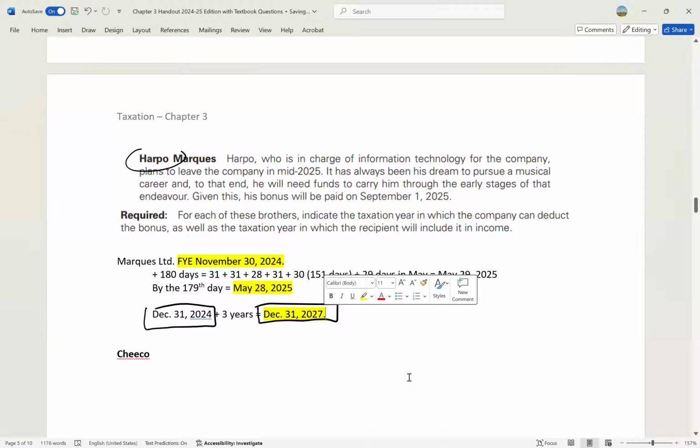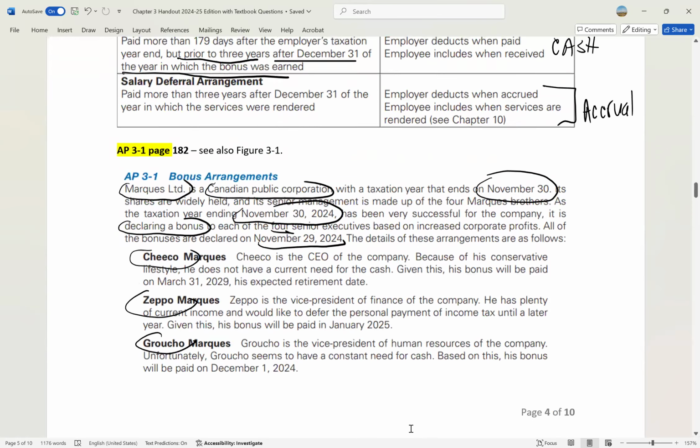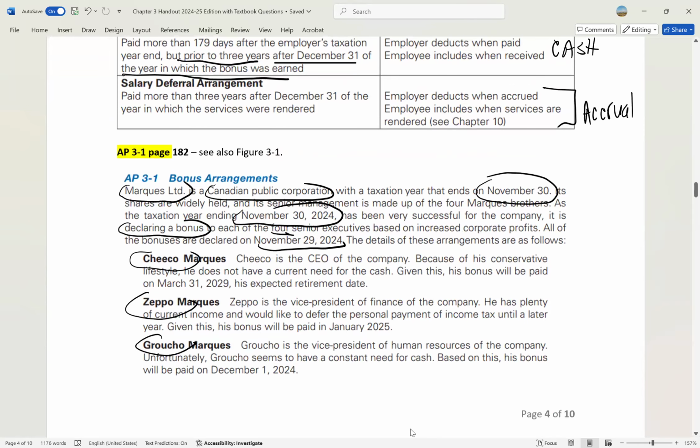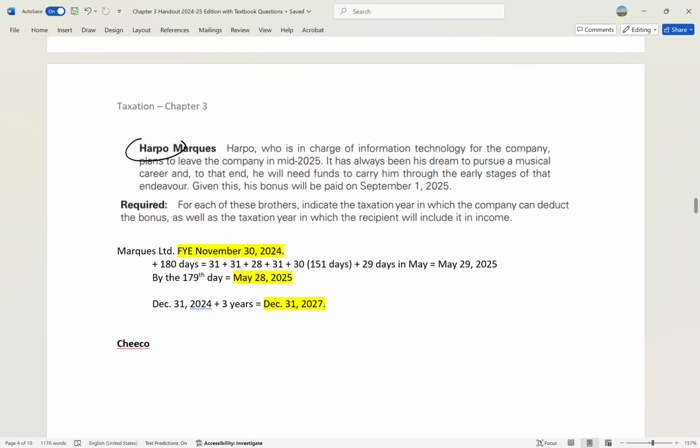So those are the relevant dates that we have to look at when we're looking at which of those following rows each of these bonuses will fall into. Any questions about those dates? So let's look at Chico. Chico is the CEO, and he doesn't need the money right away, so his bonus will be paid on March 31st, 2029.